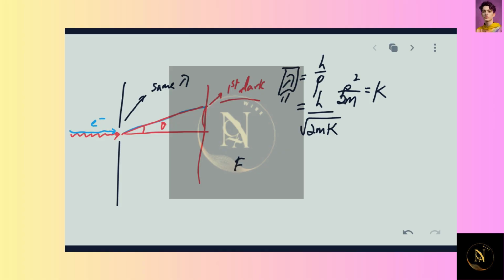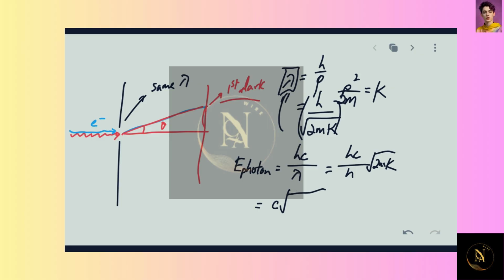So the energy of the photon is given as hc over lambda. Substituting in this lambda, we use this expression. It equals c times the square root of 2m times the square root of K. So the only unknown here is really the kinetic energy. This c and 2m are constants: the speed of light and the mass of the electron.